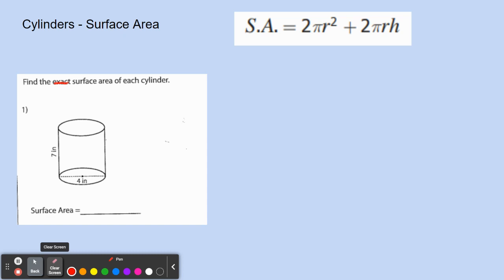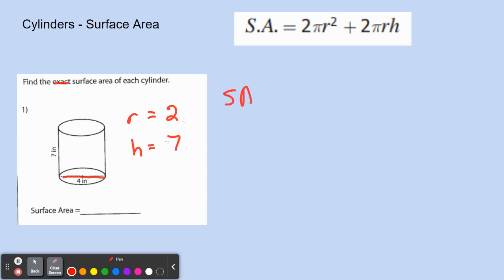So we need 2 times pi. We know what pi is. We're just going to use our pi button on our calculator. And the radius. So the radius of this cylinder is half of the diameter. They gave us the diameter is 4, so the radius is half of that, which is 2. And we also need to know the height of this cylinder, which is 7. Once we have that, we can just substitute that information into our formula.